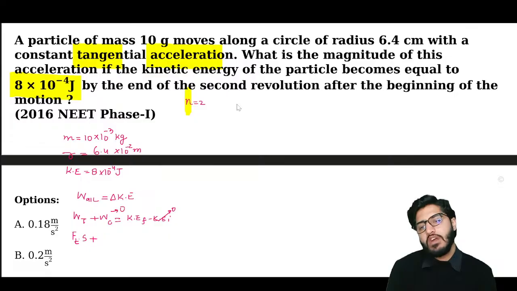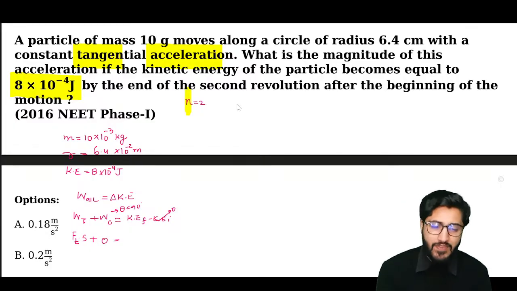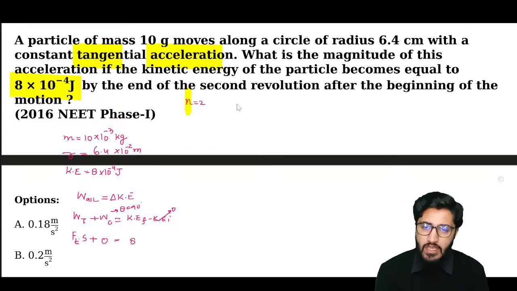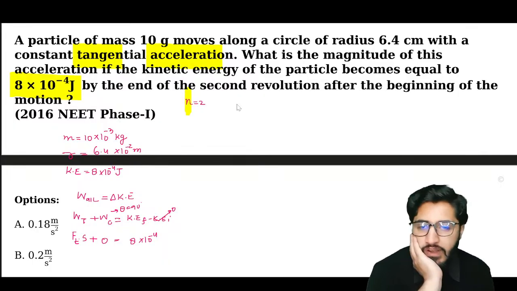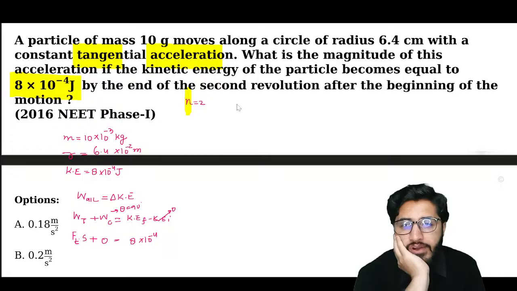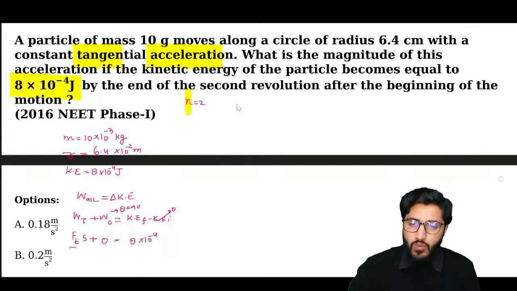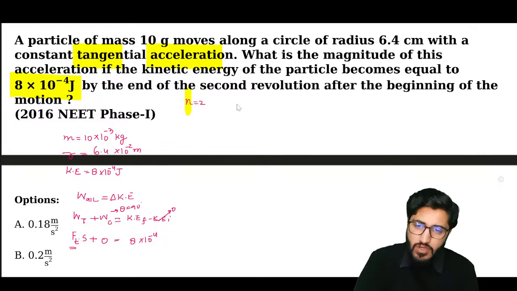Why? Because theta is here 90 degrees, cos 90 is 0. And kinetic energy final is going to be 8 into 10 to the power minus 4 joule. Okay, beta, but what do we have to find out? Acceleration. So what is force now? Force is equal to m into a, that is mass into acceleration. Displacement is equal to 2 pi r, but it is the second round, so 2 into 2 pi r. Equals 8 into 10 to the power minus 4.